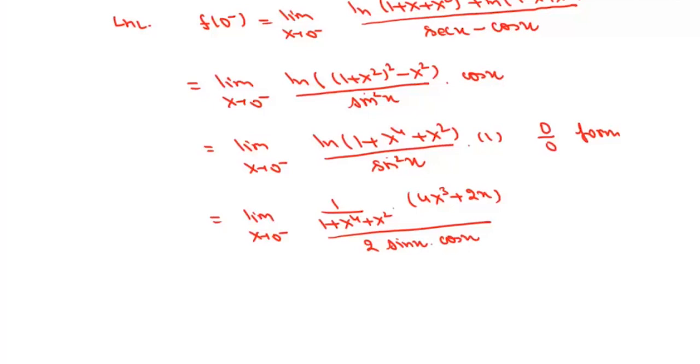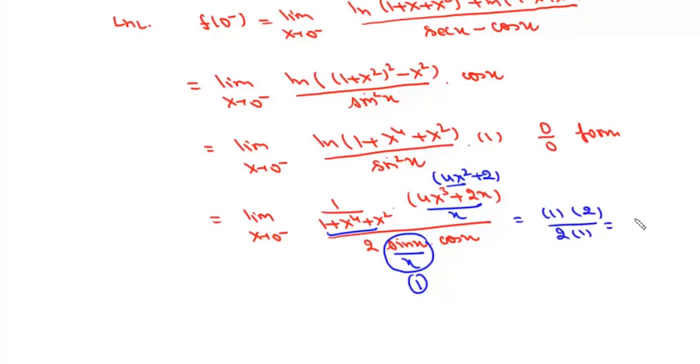Now what we'll do is we'll multiply and divide everything with x. Now sin x upon x is 1, and here if we cancel this x, we'll get 4x² + 2. Now we'll put the value of x as 0. Now this is 1, and here it will be 2 upon 2, and cos 0 is 1. So this left hand limit is 1. So once we have the left hand limit and right hand limit, we can find the value of a.